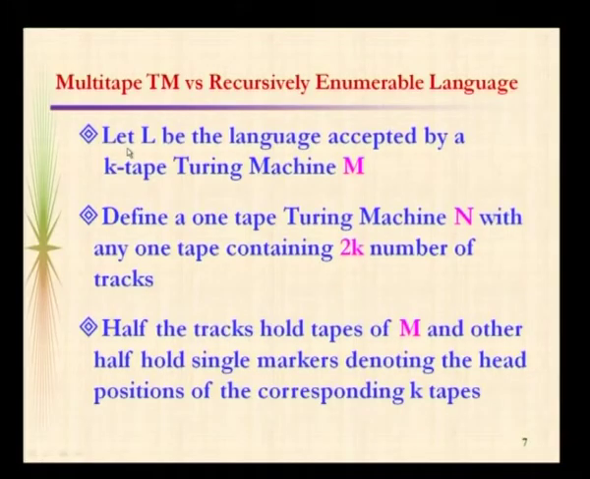So, here is the description. The language L is the one accepted by a k-tape Turing machine, which we call M. Now, we define a one tape Turing machine, which we call N, with exactly one tape, but with 2k tracks, where k denotes the number of tapes in the multi-tape Turing machine. Of the tracks, k are used for holding the tapes of M, and the others hold single markers denoting the head positions of the corresponding k tapes.